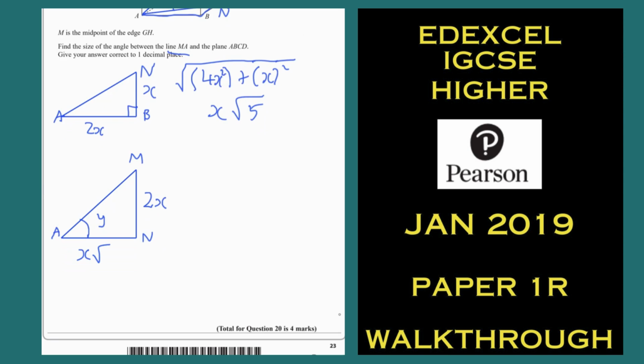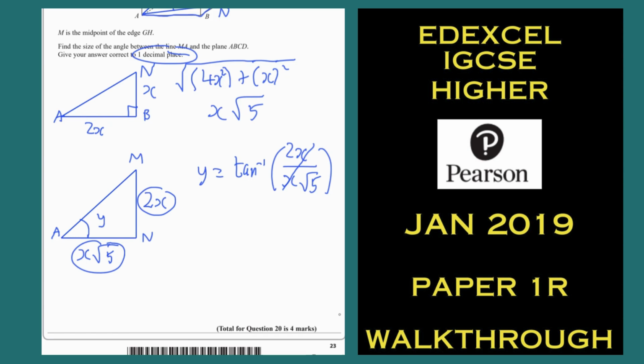Again, looks like it's not going right. Stick with it. So how do we find y in this triangle? That's our opposite. That's our adjacent. It's inverse tan. The opposite is 2x, but watch what happens here. The bottom, the adjacent, is x root 5. Yes, you've guessed it. The x's cancel. You just need to inverse tan 2 over root 5.